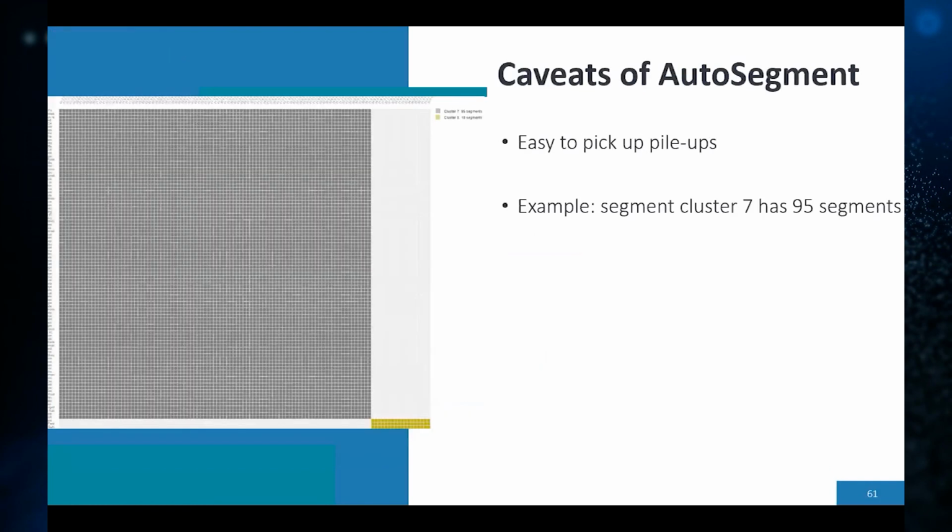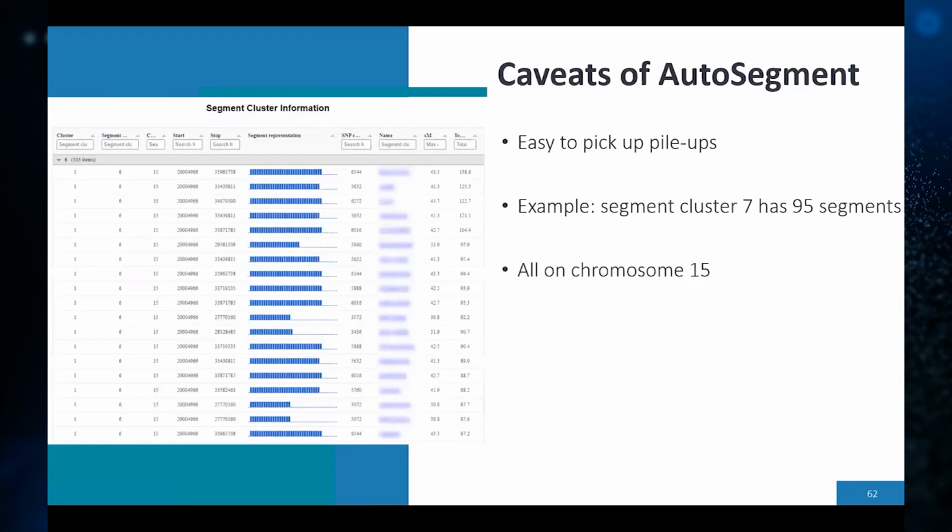All right. One of the things that also happens with the AutoSegment tool is that it's easy to pick up pile-up information. Pile-ups are sections or segments of DNA that apparently are quite long and have been in there for ages and are difficult to link to a common ancestor. So these are piled up, like I said. For instance, this particular cluster has 95 segments, and if you look at the positions, these are all located on chromosome 15. You see that the start is almost always the same. The length is sometimes a little bit different, but they're all overlapping.